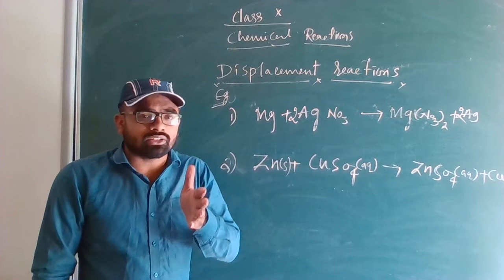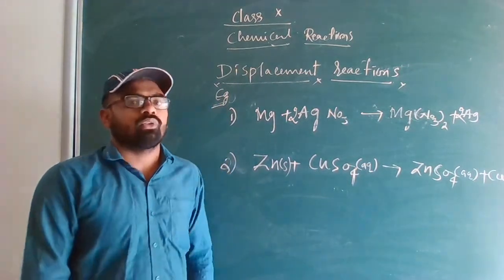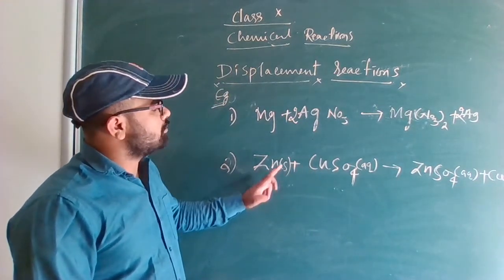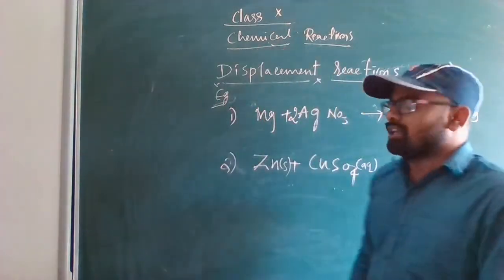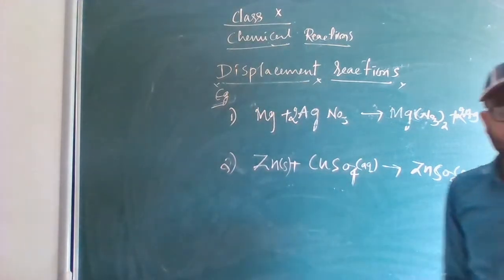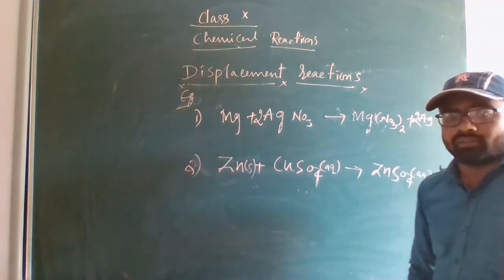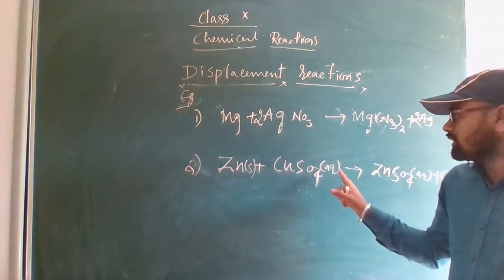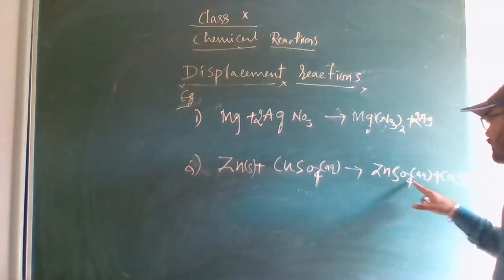Okay, I will give you the reactivity series and I will tell you how to remember those also. See, Zn plus CuSO4, zinc plus copper sulfate, giving me zinc sulfate plus copper. That means zinc is displacing the copper from its solution. Which solution? Sulfate solution. This is an aqueous solution, zinc displacing copper from solution.